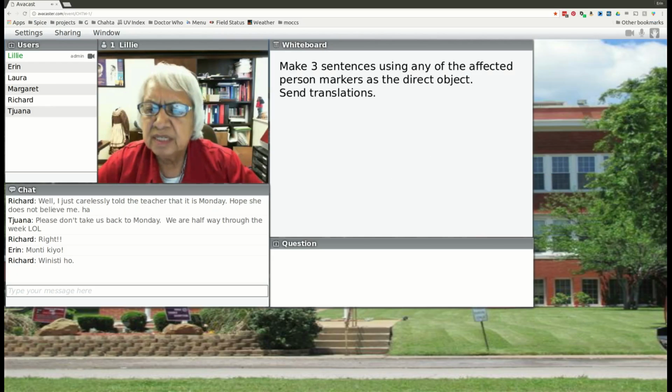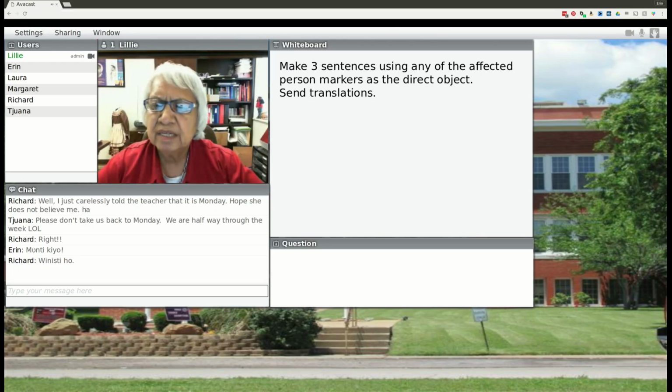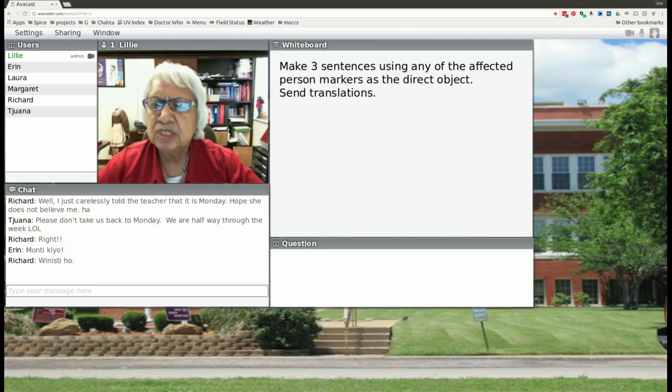The next one I see is chipisale. Pisa means to look at. Pisa means to see. Chipisale means I see you. Chipisale means I'm looking at you.